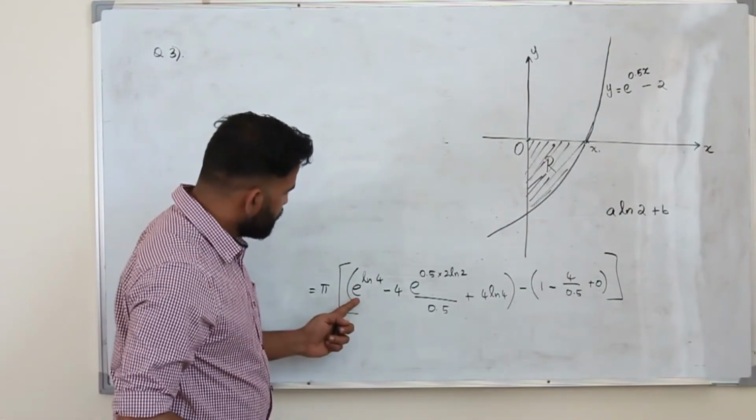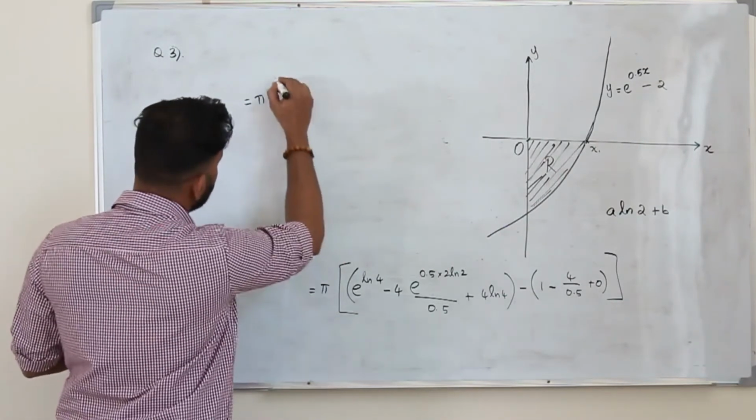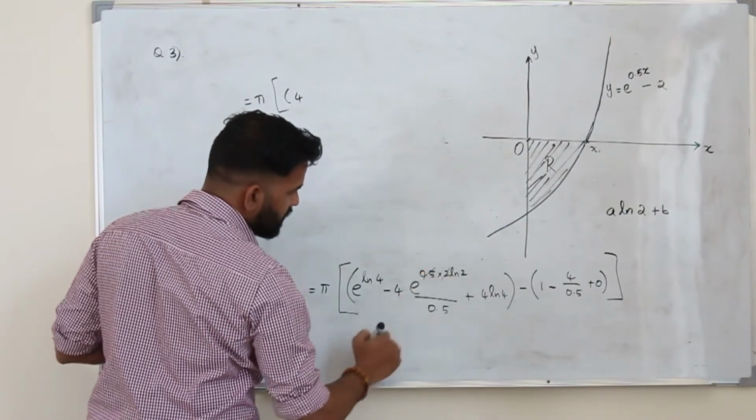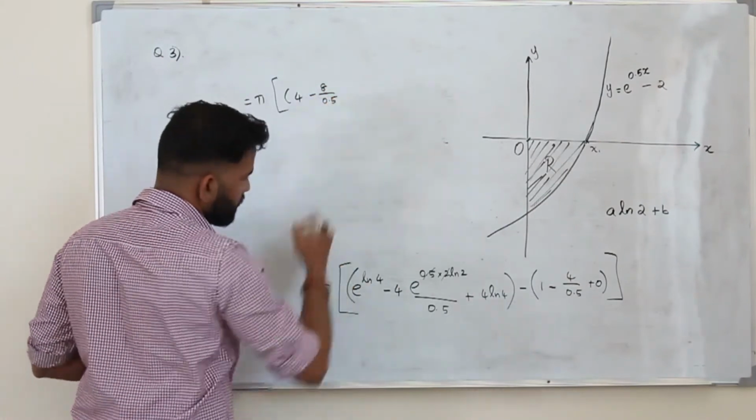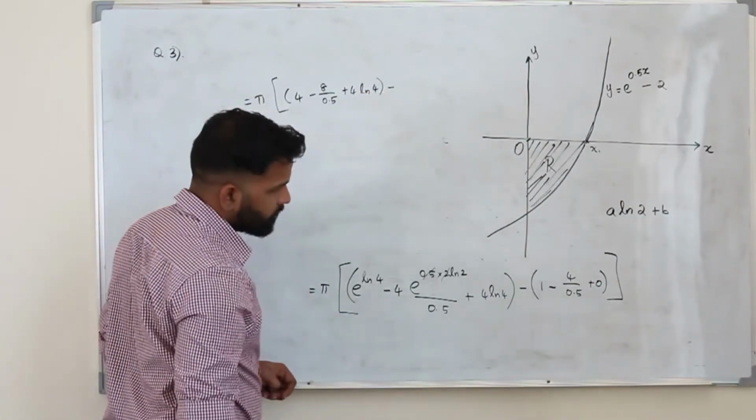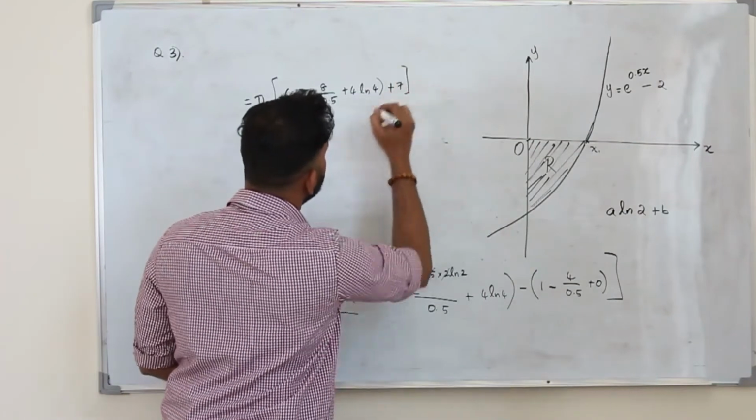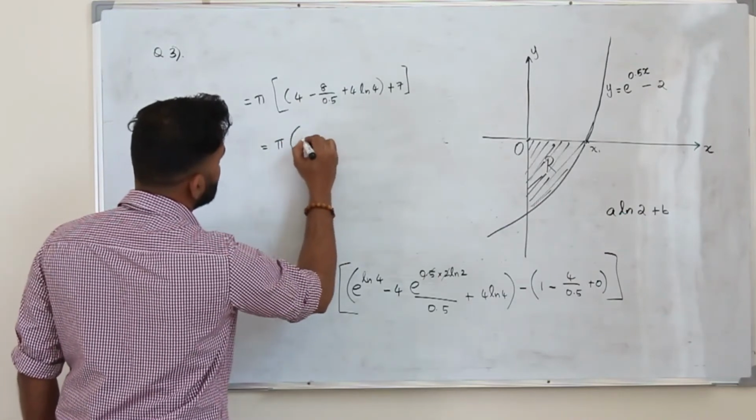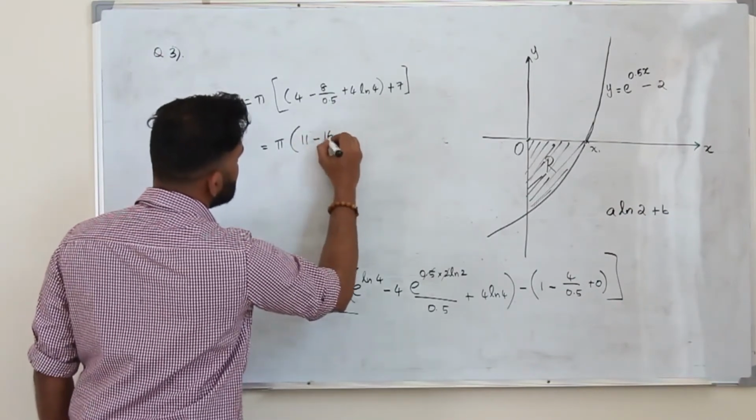Simplify this carefully. E to the power natural logarithm of x is x. So this will become 4, minus, this also e to the power, this can be cancelled, e to the power natural logarithm of 2 is 2. So 2 fours are 8 by 0.5, plus 4 natural logarithm of 4, minus 4 divided by 0.5 is 8. 1 minus 8 is minus 7, so it becomes plus 7. And again, simplifying, 4 plus 7 is 11. 11 minus 8 by 0.5 is 16.